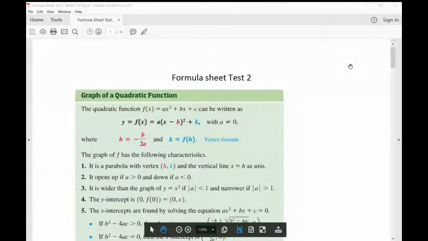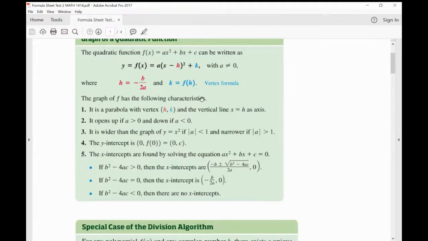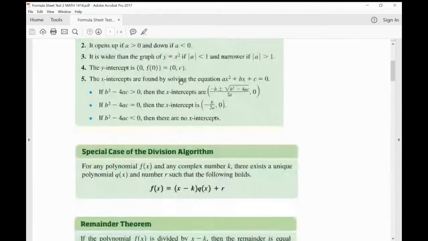The first thing I'm going to share is the formula sheet. Yes, here we go, it's popping up. So here's the formula sheet for test 2. I have some information about the graph of a quadratic function. How do you find the vertex using negative b over 2a? And then once you find that, plugging that in to find the second coordinate of the vertex.